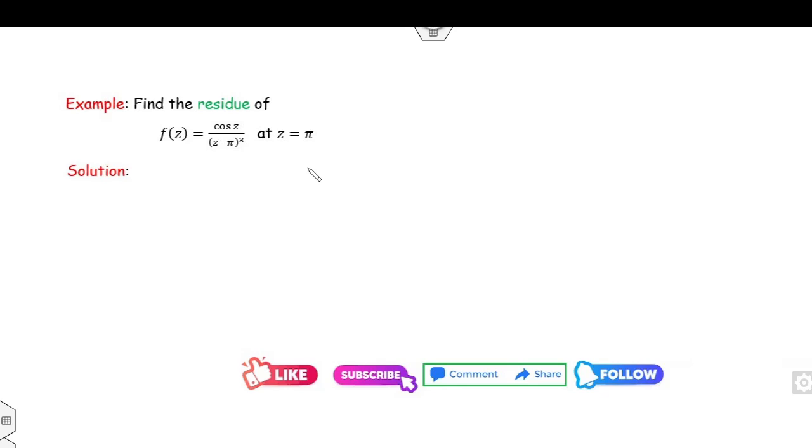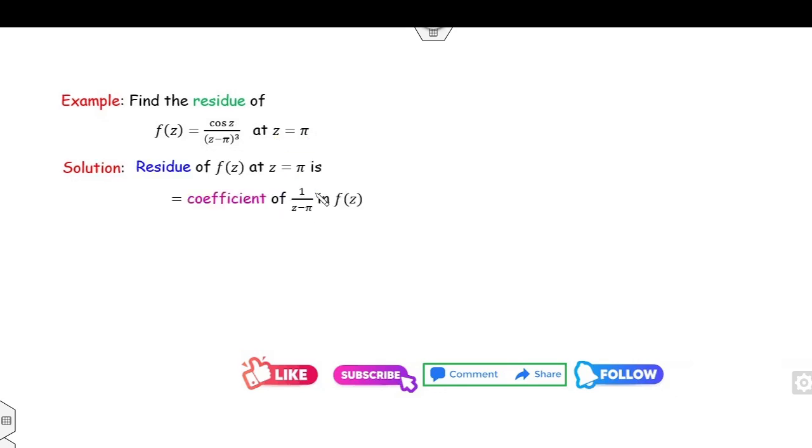Look at the next terms. Now you can see that this is not a 0. So your target is to find the coefficient of 1 over z minus pi. So your first target is to express the given function in terms of z minus pi. How can you write that? In the numerator, I can subtract minus pi plus pi. And the denominator is already z minus pi.